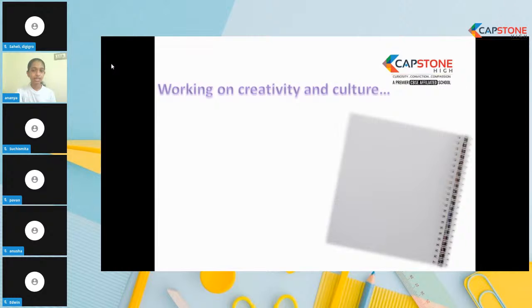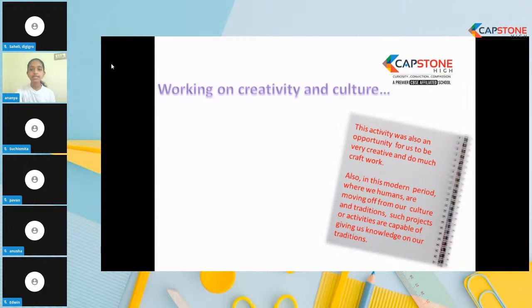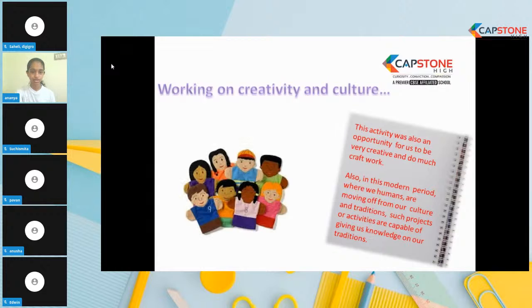Working on creativity and culture. This activity was also an opportunity for us to be creative and do much craft work. Also, in this modern period where we humans are moving away from our culture and traditions, such projects or activities are capable of giving us knowledge of our traditions.